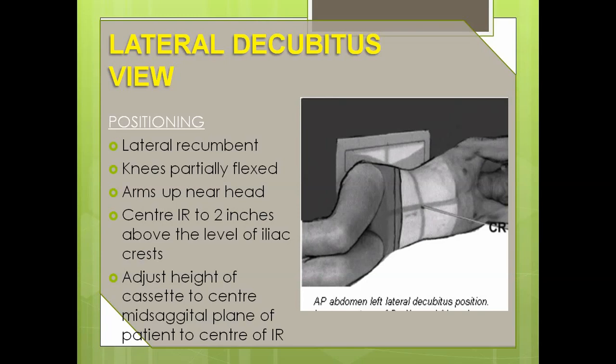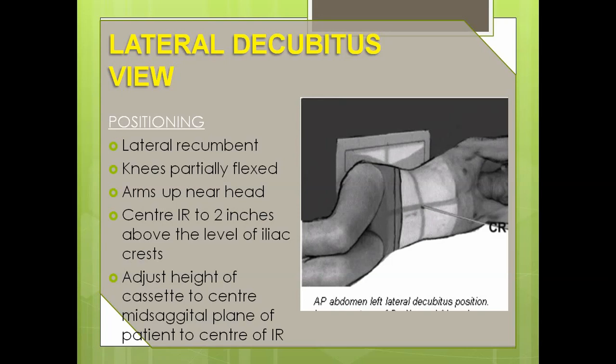Next we will go to the lateral decubitus view. As you see in the image, the patient will be lying down on one side, the lateral side. Usually the left side will be touching the cassette and the right side will be up. Why, you might be thinking? Because this view should always be taken in this positioning only. So always the left side should be down.